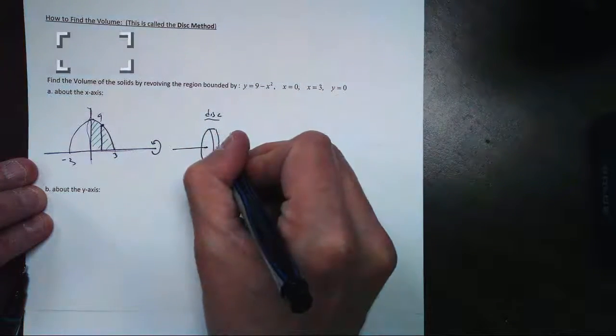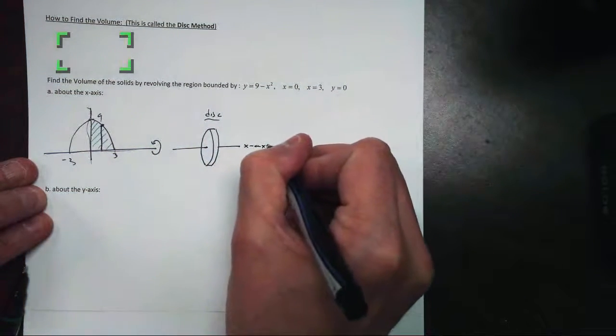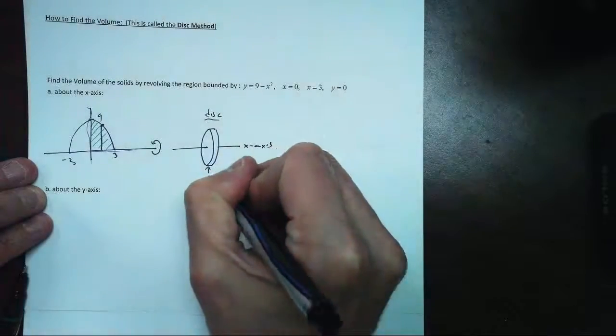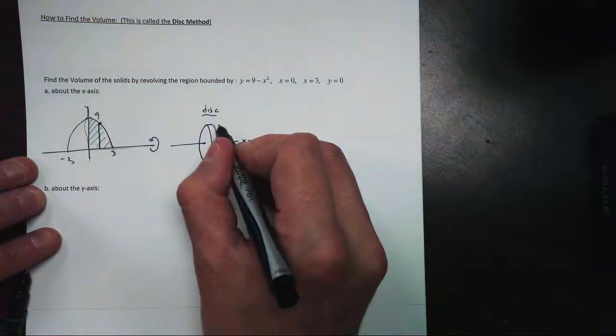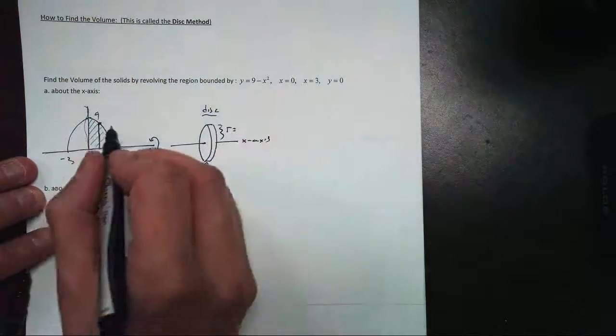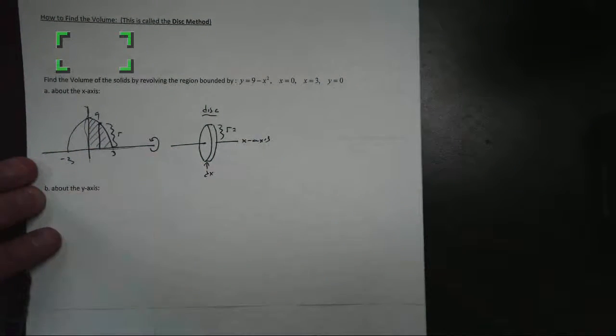There's my axis of revolution, the x-axis in this case. It has a thickness dx. And now all I've got to do is get the radius. Well, this is my radius.